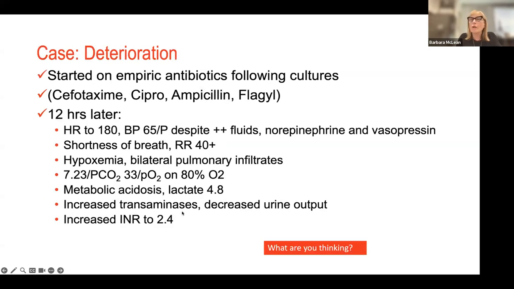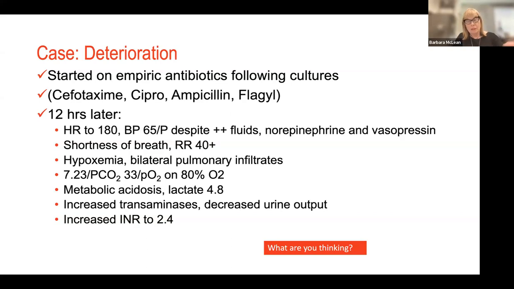So she starts on her empiric antibiotics after the cultures come back. She's got good coverage. She's got coverage for yeast. She's got broad spectrum coverage for both gram positives and gram negatives. She's looking pretty good. But 12 hours after we see her, her heart rate has now gone up to 180. And it looks like it might be rapid ventricular response with atrial fibrillation. Her blood pressure has significantly decreased, down to 65 palpable.